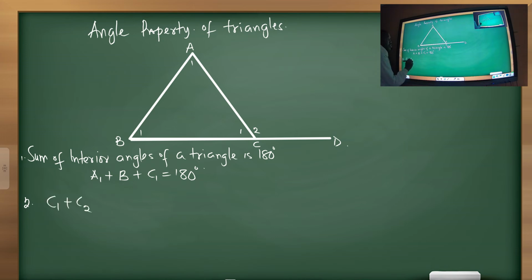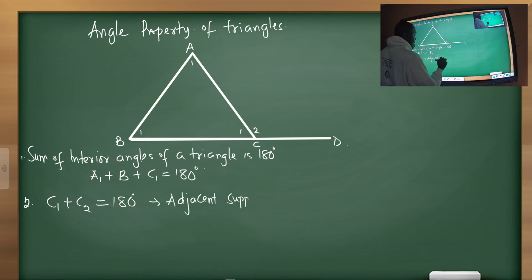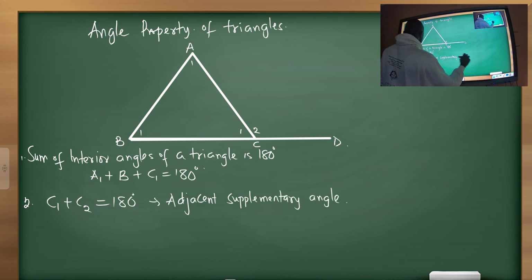Now, number two, I want us to check something here. C1 plus C2 would actually be equal to 180 degrees. We talk about angles on a straight line. We talk about adjacent supplementary angles. That is the property of a straight line.